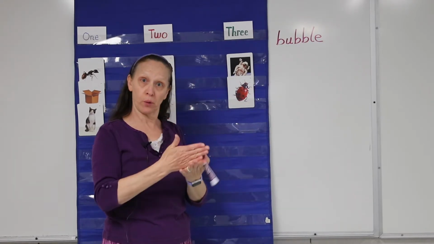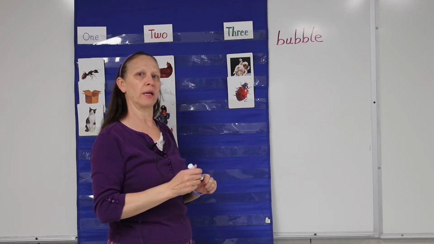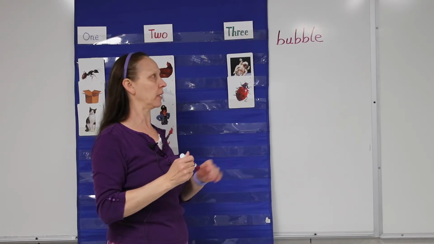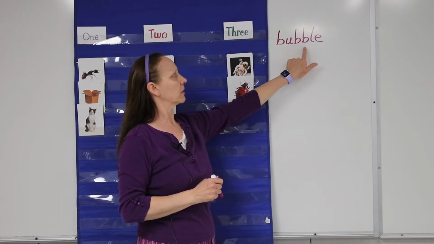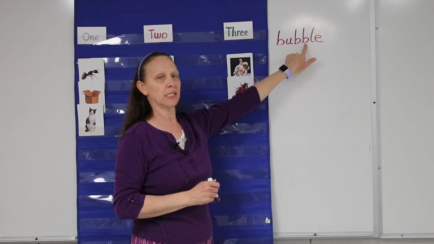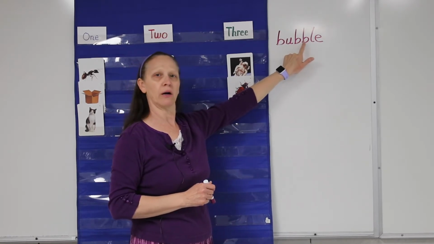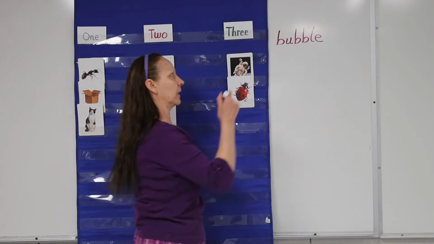Okay, so if you were going to break this word apart, I call it split the twins. So where are the twins? Well, twins are people or objects that look the same. So these 2 letters are both B, and they're together.